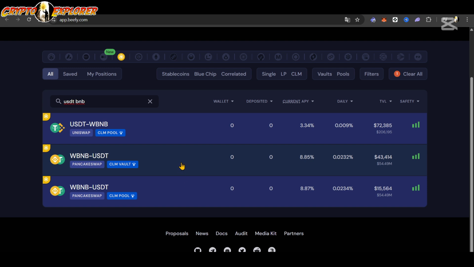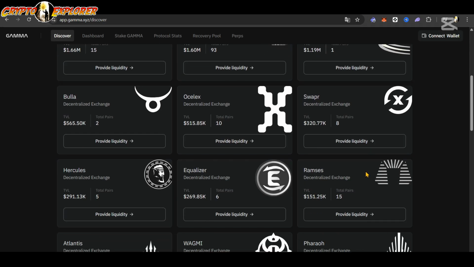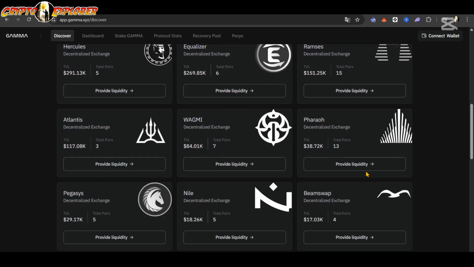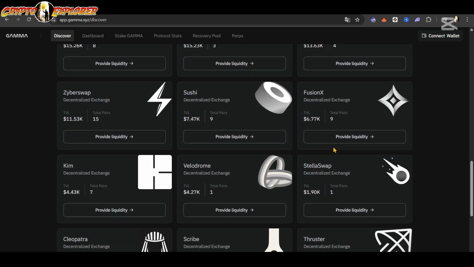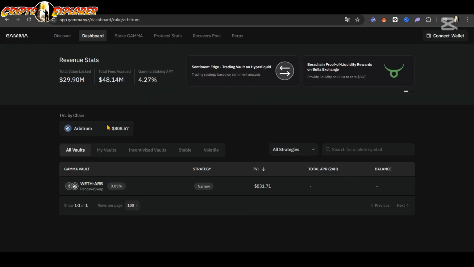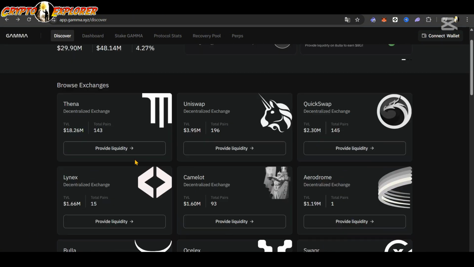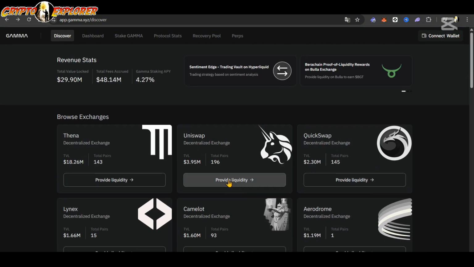There are other protocols, not only Beefy. I mentioned Beefy because they are very reputable. They've operated for years, very tight security record, but you could also use Gamma, for example. So this is Gamma. They operate with many different exchanges, so we would just need to find PancakeSwap on the list. Here we have it. It only has one pair on PancakeSwap, so that's kind of weird, and it's only on Arbitrum.